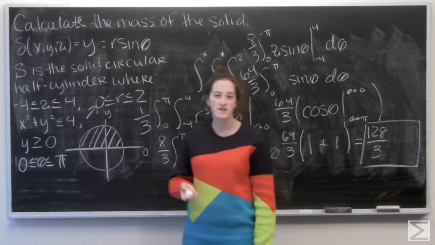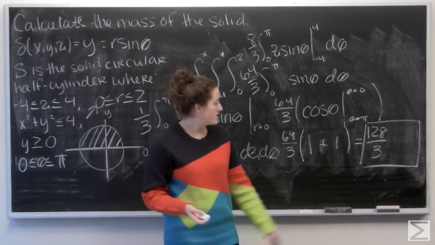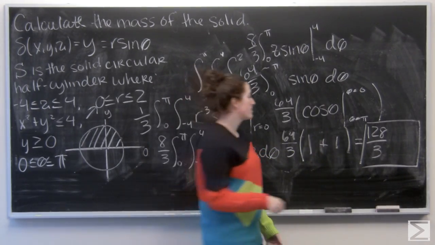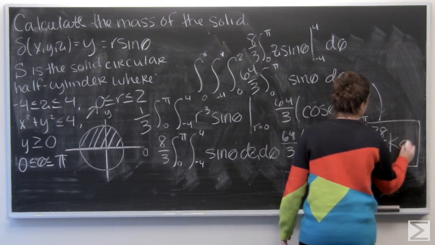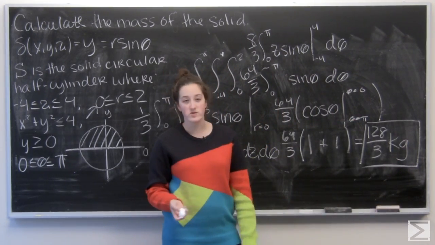Now, I know density is given in kilograms per meters cubed, so when I integrate over my solid, the units for my answer are going to be kilograms. So now I know that the mass of my solid is 128/3 kilograms.